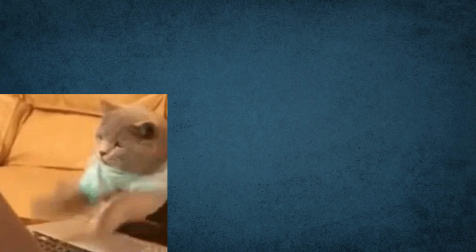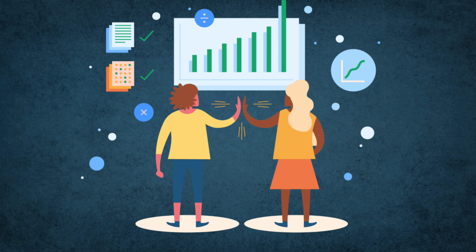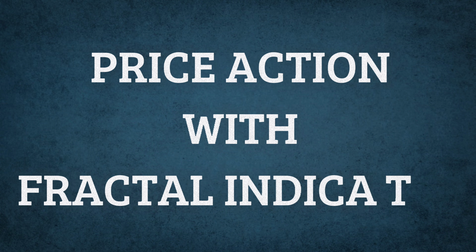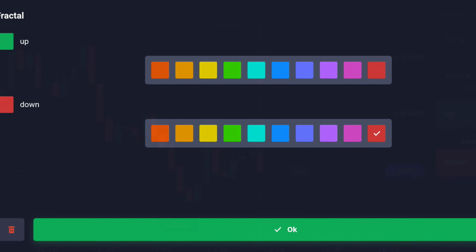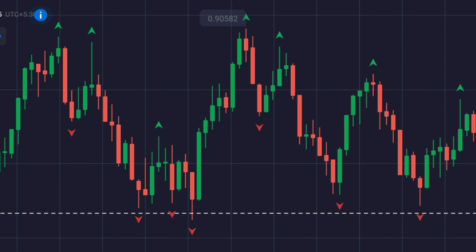So, after many attempts, I found a strategy which has the highest win rates. Listen carefully. We have to use price action with fractal indicator for accurate signals. Let me show you how. Choose a chart and select the fractal indicator. A fractal indicator will help us find the important price level in the market.